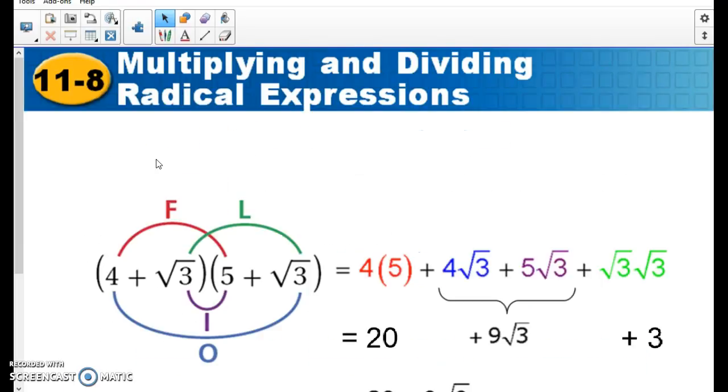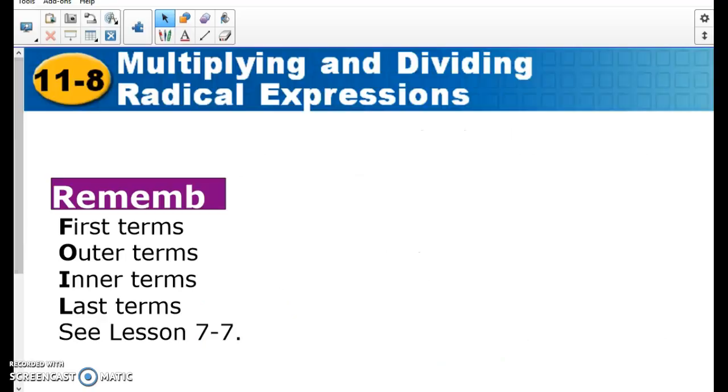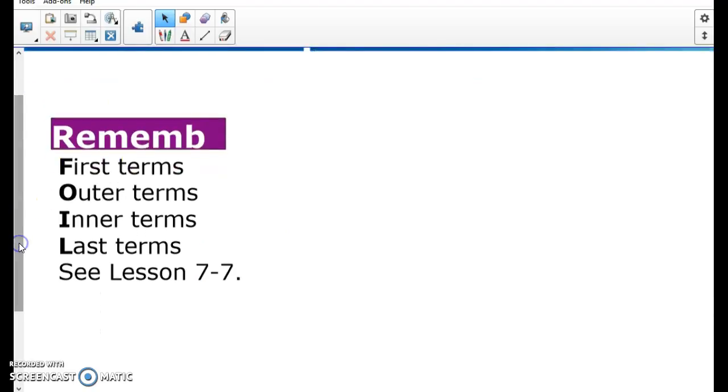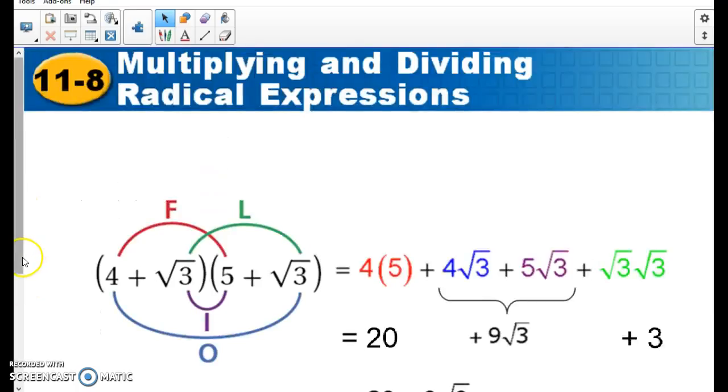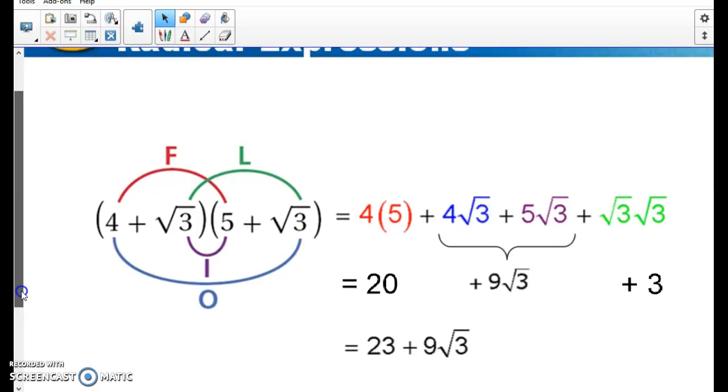Second kind of problem that you're going to have are foiling problems. So remember, FOIL, first, outer, inner, last. So pretty much the same thing, except now we're going to have those square roots there. So 4 times 5, there's my 20. 4 times root 3, there it is in blue, 4 root 3. 5 times root 3, there it is in purple, so 5 root 3. And then root 3 times root 3, which is really root 9, which we know the square root of 9 is 3.